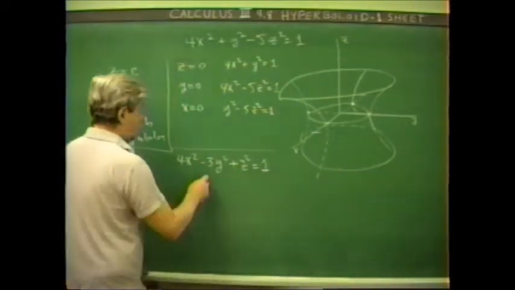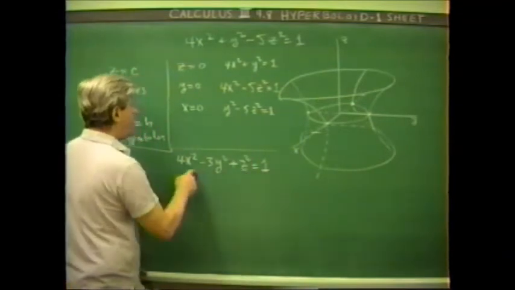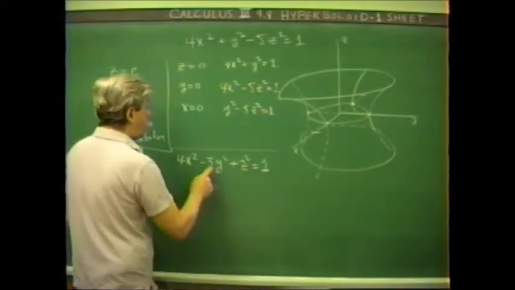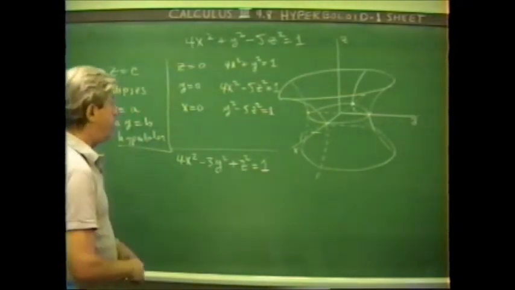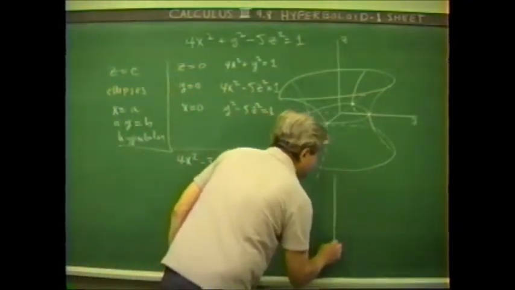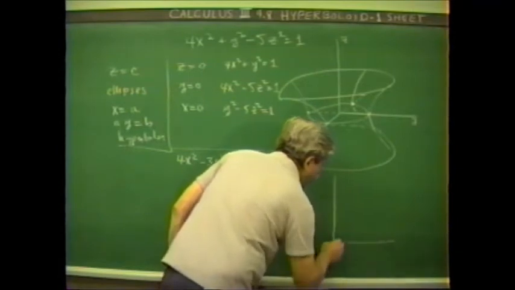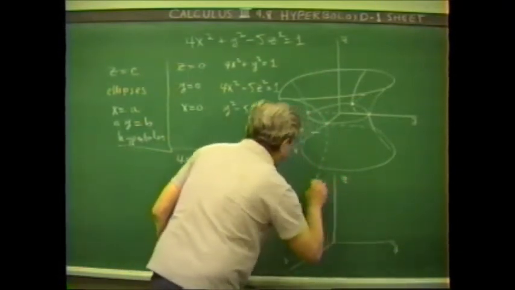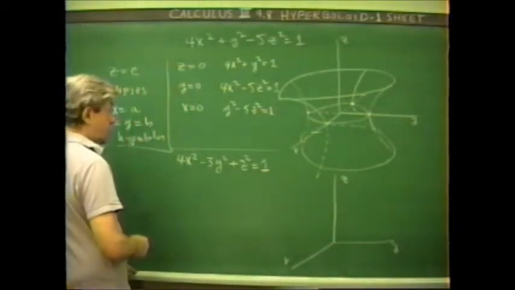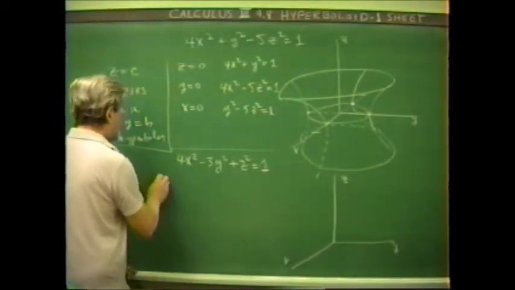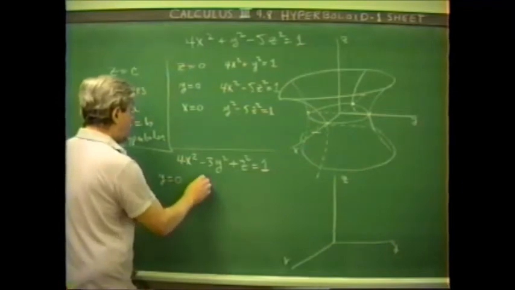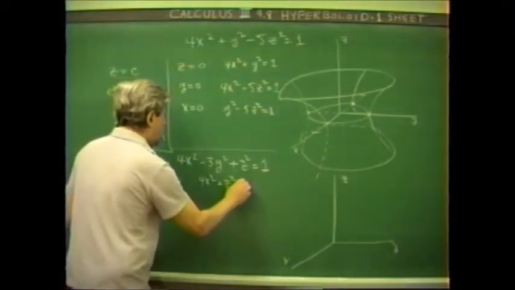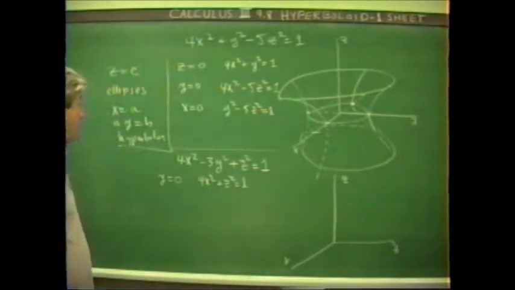So, for fixed values of these things, we're going to get hyperbolas in 2 directions, ellipses in the 3rd. Let's take a look at the graph. X direction, y, z. And let's take a look at y equals 0 here. Because then we've got 4x squared plus z squared is equal to 1. And that's going to be an ellipse.